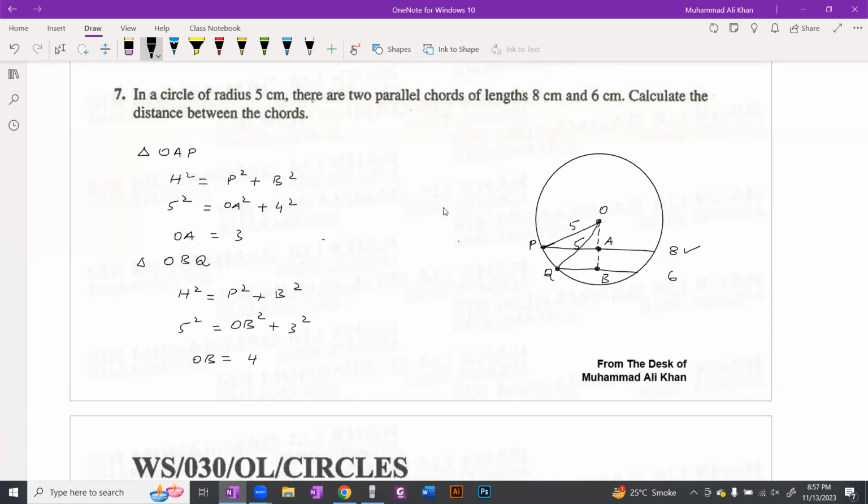Now, therefore, what will be the length AB? AB की लेंथ कैसे आएगी? अगर हम OB में से माइनस कर दें OA, तो AB की लेंथ आ जाएगी. And what is OB? 4. And what is OA? 3. So the answer is 4 minus 3, 1. Hopefully the question is clear.